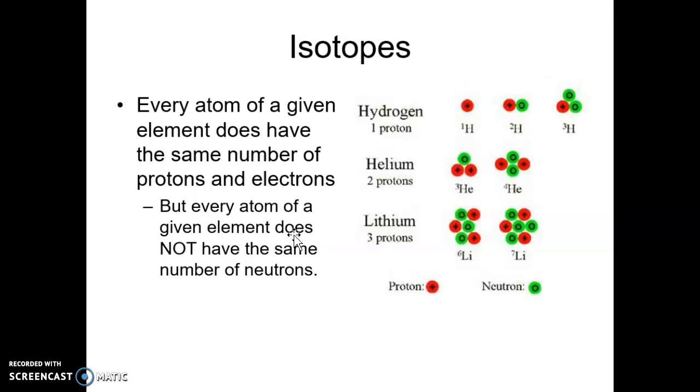As I mentioned, isotopes are the same element but a different number of neutrons. So every atom of a given element does have the same number of protons and electrons, but not neutrons. Okay, so for instance here, hydrogen. Here's hydrogen with no neutrons. Here's hydrogen with 1 neutron. Here's hydrogen with 2 neutrons. These are all hydrogen. They all have 1 proton, but some have no neutrons, some have 1, and some have 2 even.